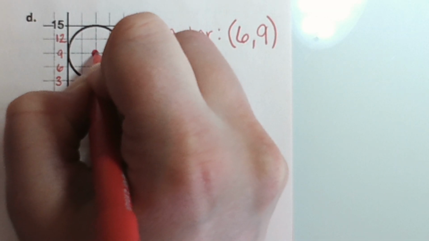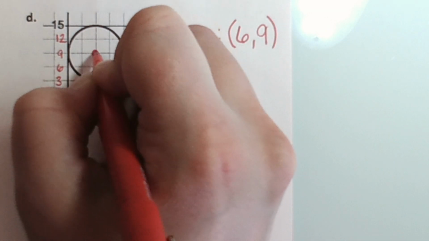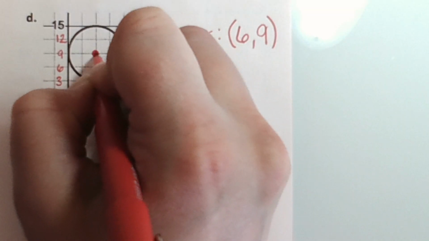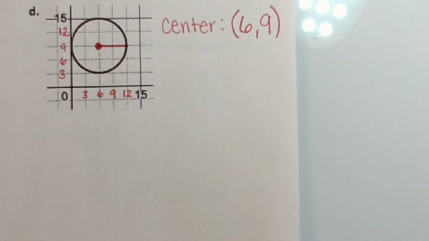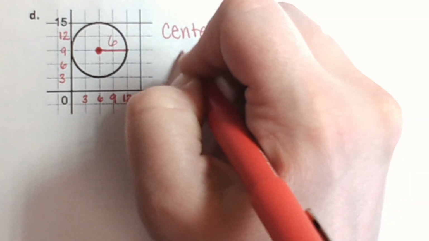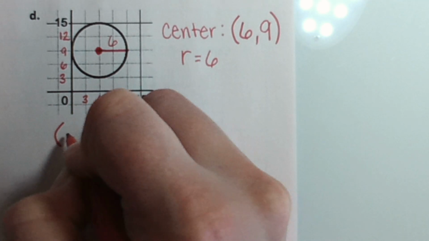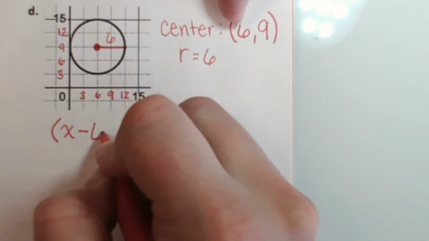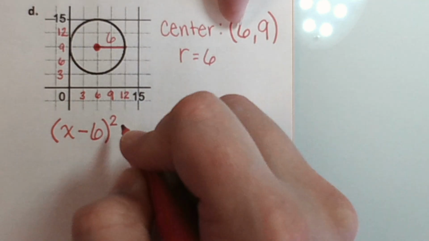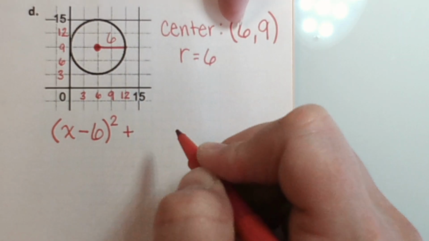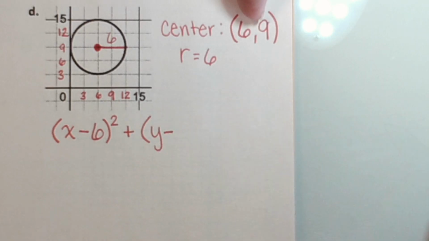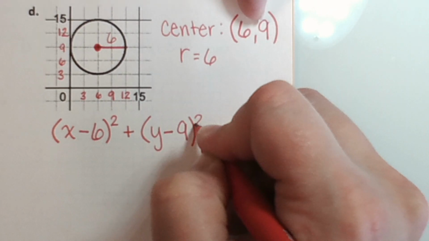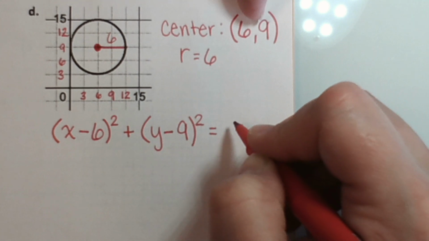Now, radius, again, I should be able to count radii by going either up and down or left and right. Just remember, it goes from center to edge. 6 or is it 2? It's 2 boxes, and 2 boxes is a distance of 6. x minus 6, close the parentheses, then put the squared. Plus, in parentheses y minus 9, close parentheses, squared equals 6 squared.